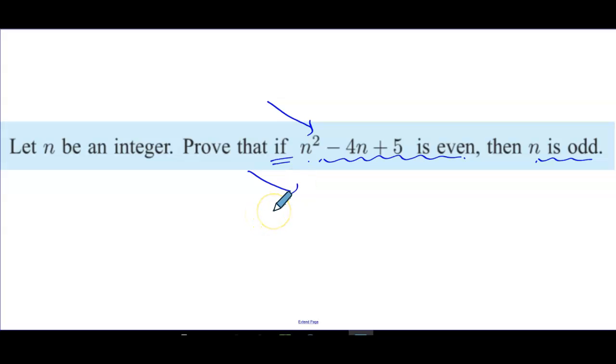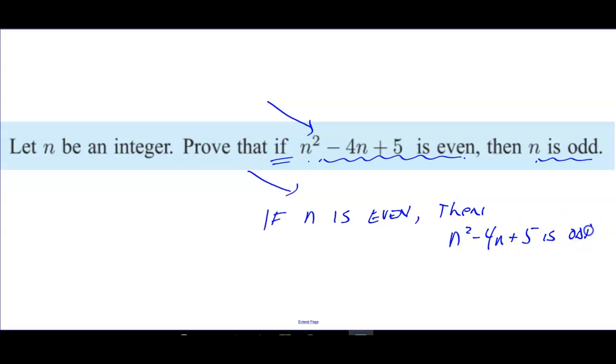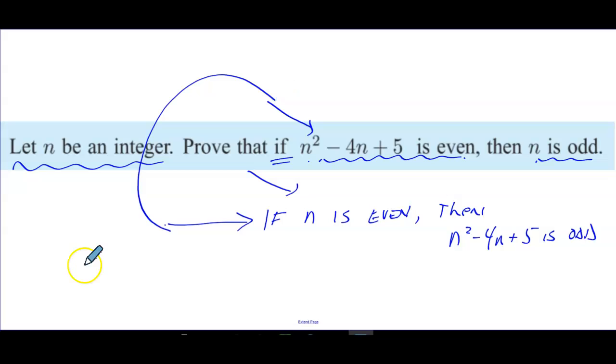So the contrapositive, which I'll write right now, is you switch and you negate. So if n is even, then n squared minus 4n plus 5 is odd. That's negating it. That's saying the opposite of what they're saying. We are still remembering that n is an integer. So maybe this might be easier to prove. And if this is true, that means the original is also true. Very cool, very powerful.